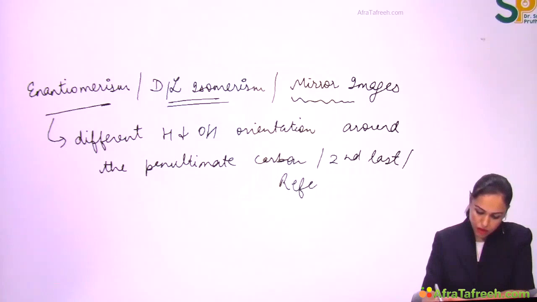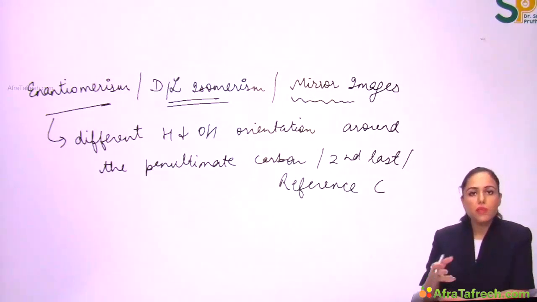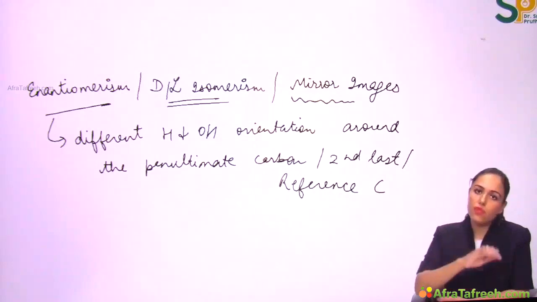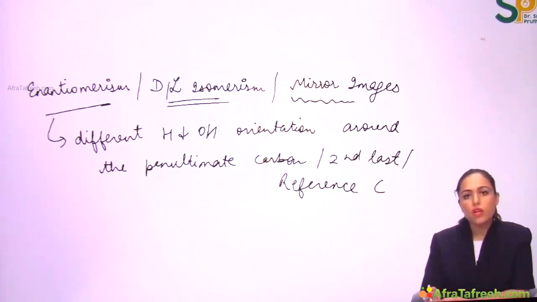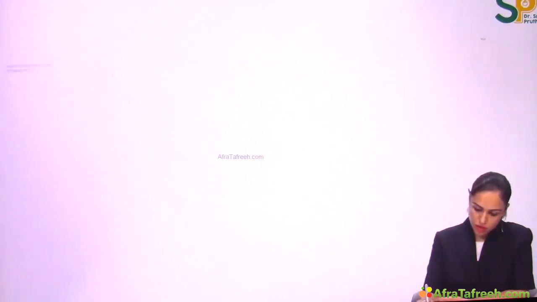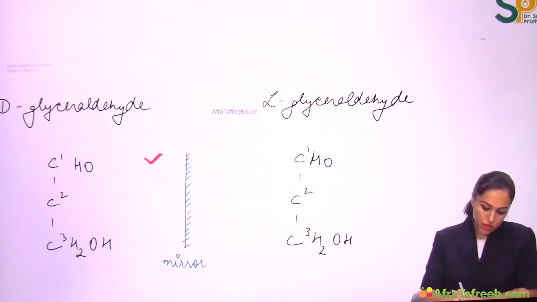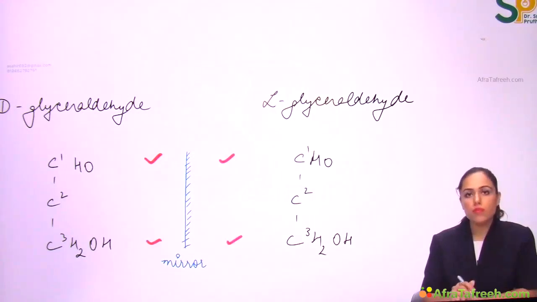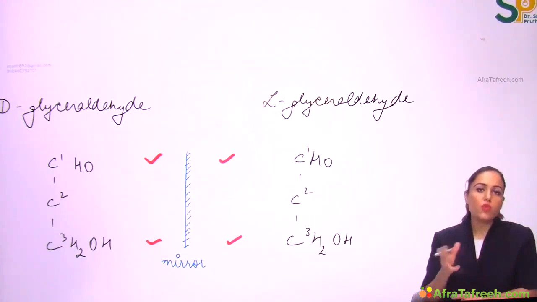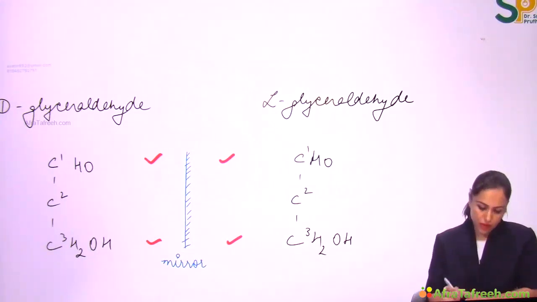This carbon here is also known as the reference carbon, right? Second last, that means at the second last carbon there is different H and OH orientation. So let's see the example of D-glyceraldehyde and L-glyceraldehyde. In the case of glyceraldehyde, the second last carbon is C2. So C1 and C3 will be the same, right? But there is H and OH orientation different at C2, that is the second last carbon, the penultimate carbon.